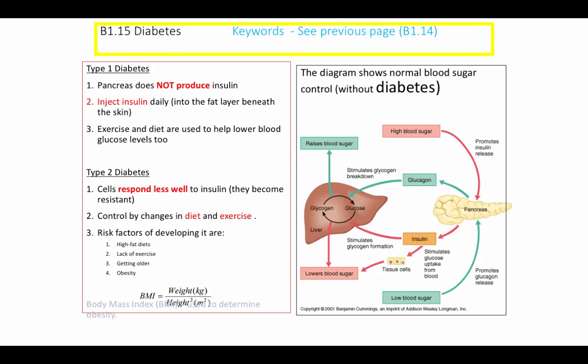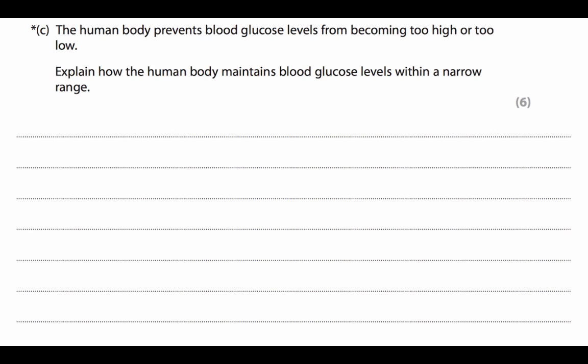on insulin injections. Okay, now here is a 6-mark question. The human body prevents blood glucose levels from becoming too high or too low. Explain how the human body maintains blood glucose levels within a narrow range. Now, it's a 6-mark question. Now, I expect everyone to be having a go at 6-mark questions because you should all be able to get at least 2 marks. Like from what I've just told you, you could have easily got a couple of marks here. I'll show you the mark scheme and some of the things you can write.